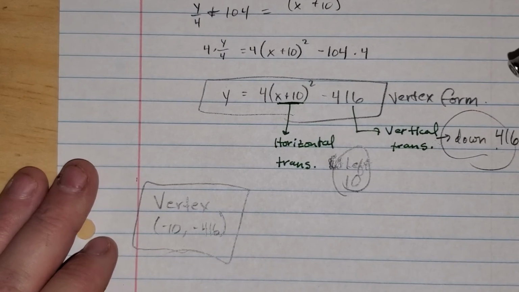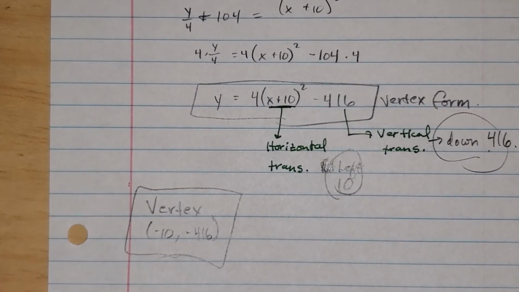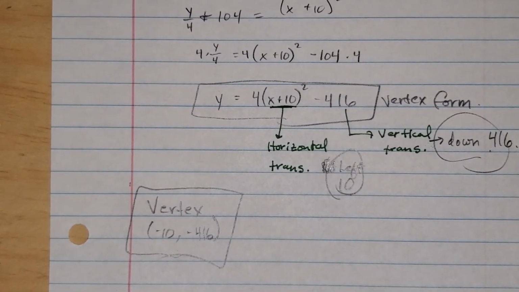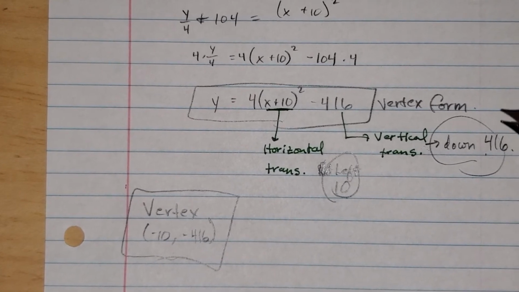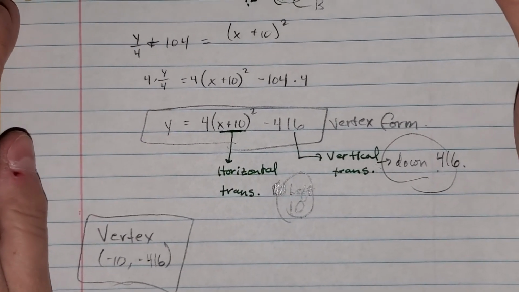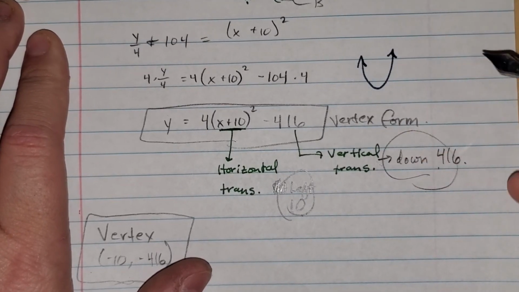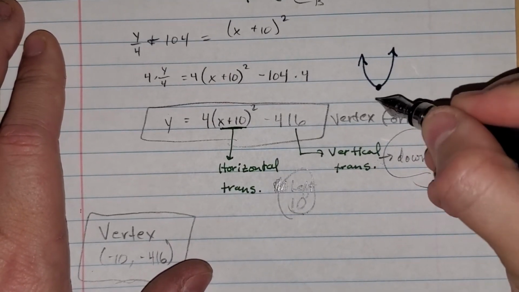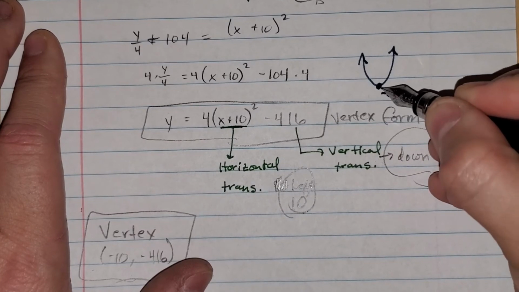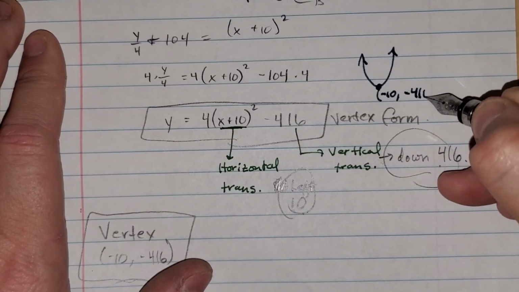Now, before I go any further, I want to sketch this thing. It's y equals x squared. Anytime you have y equals x squared, you're going to end up with a graph that looks something like that. And here's the vertex: negative 10, comma, negative 416.